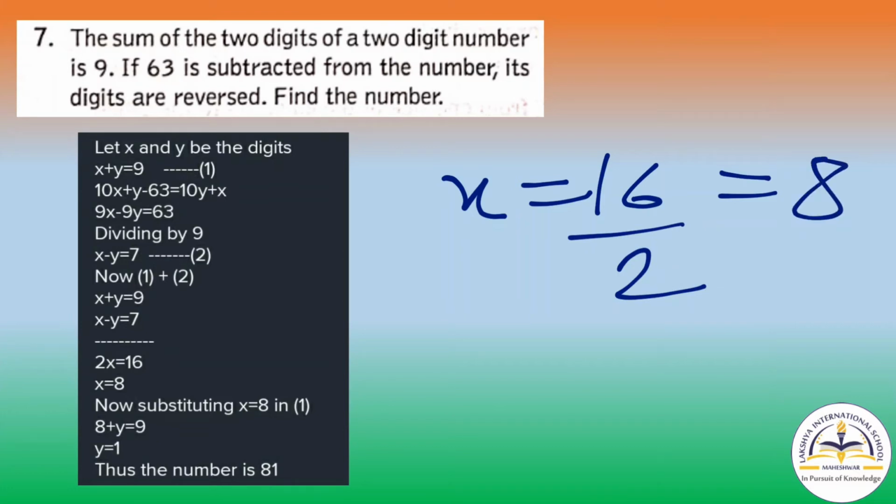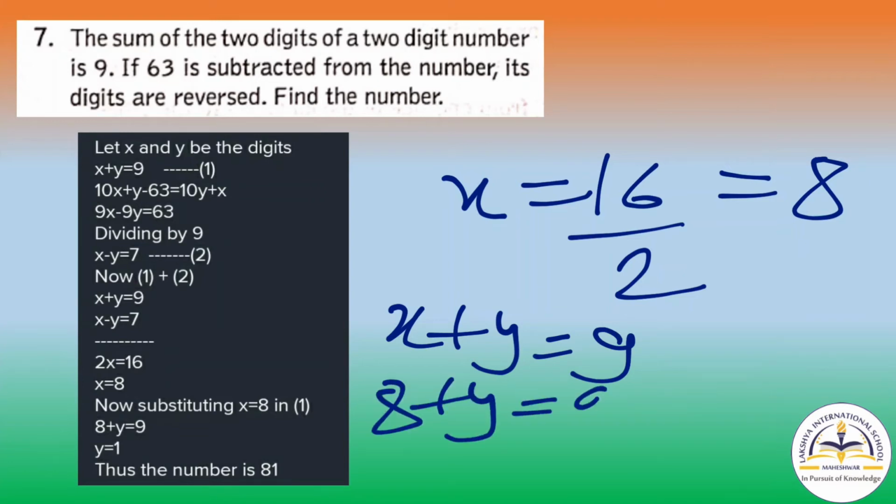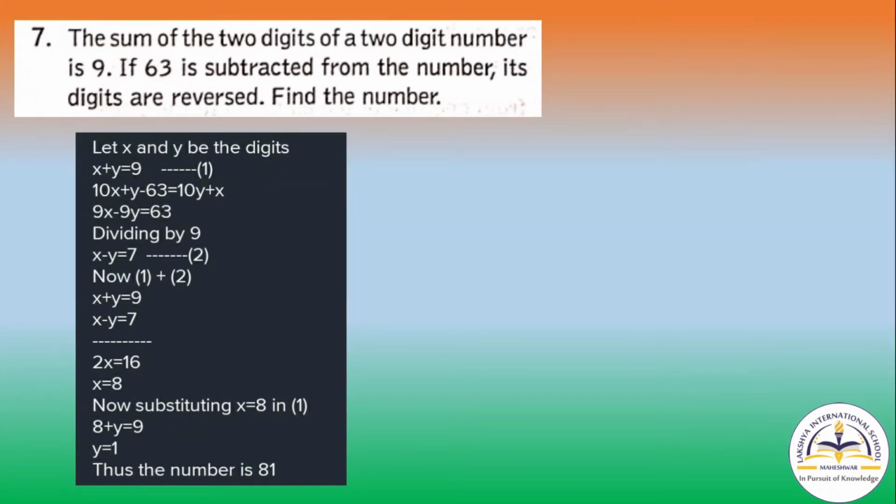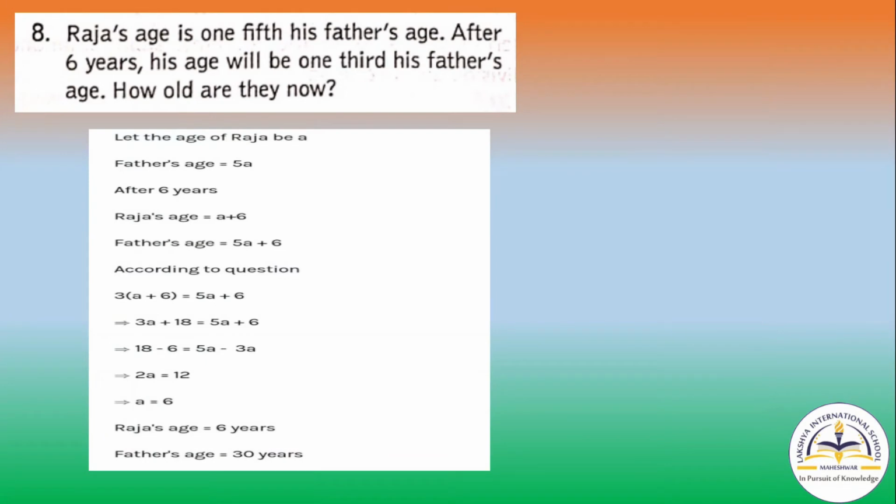Now we will substitute this value of x in equation number 1. Equation number 1 is x plus y equals 9, and the value of x is 8, so 8 plus y equals 9. It means y equals 9 minus 8, that is 1. So the answer is 81. Now you have to solve question number 8.